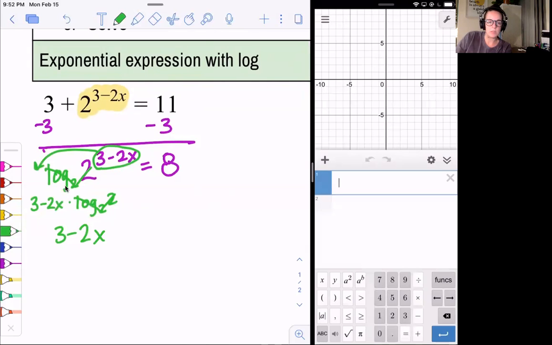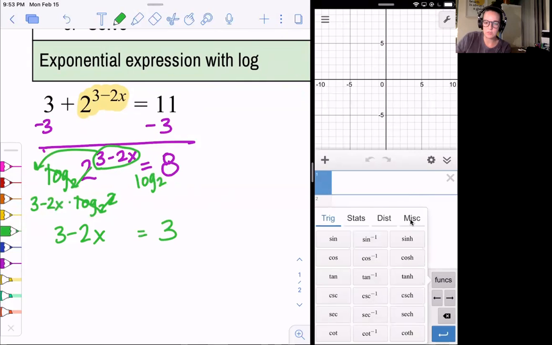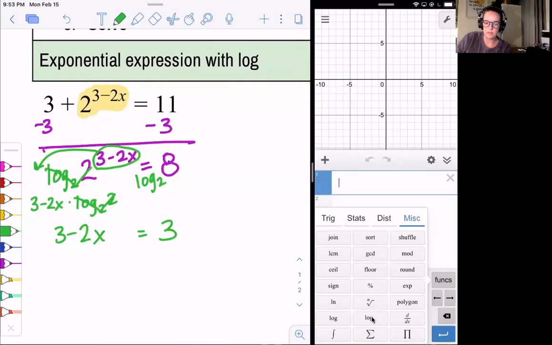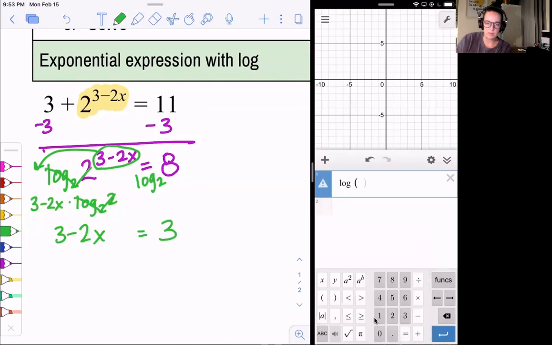However, if I do log base 2 here, I also need to take log base 2 on the other side of the equation. So this is going to be equal to log base 2 of 8. 2 to the power of what gives me 8 would be 3. In many situations, we won't already know the number, so we're going to have to find the decimal. We'll use our calculator for that. Press functions, go to miscellaneous, you have your log base here. We could say 2 and then put an 8, and here we see that is 3.